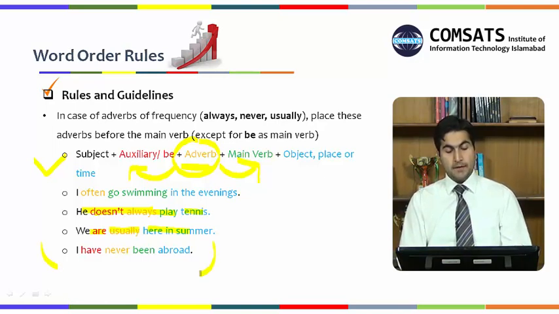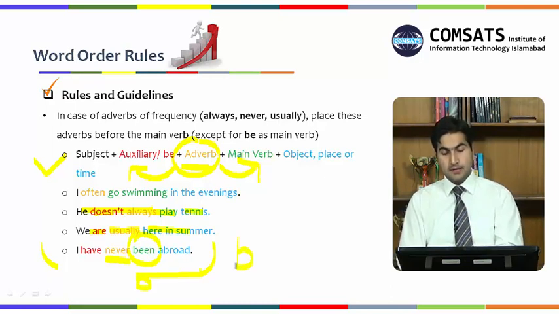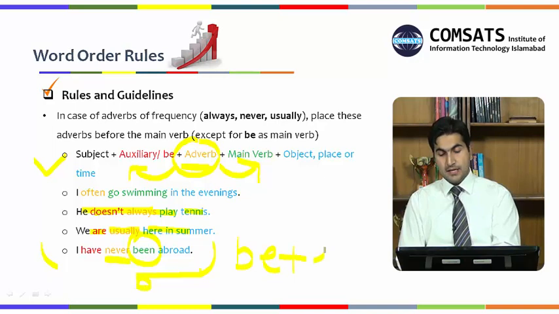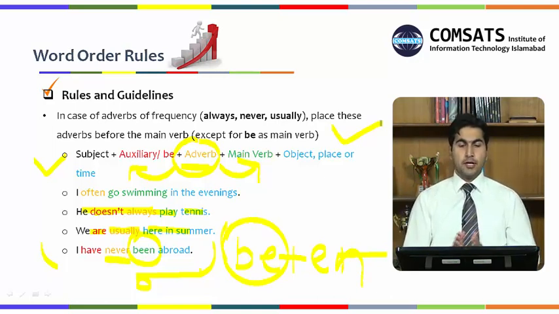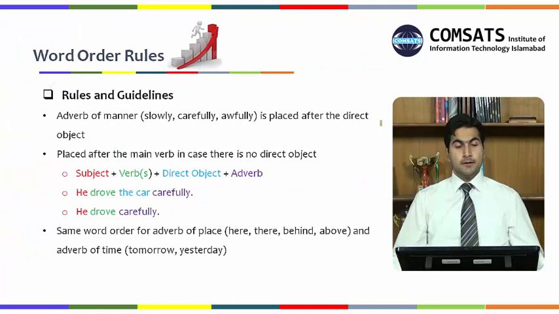Over here, never, this adverb of frequency, is coming before this be. This is basically an extension of that be that I've been talking about. So this is one extension of this point, which is why it's coming here. And now hopefully you've got the idea of what I wanted to convey to you. So now if we move ahead.